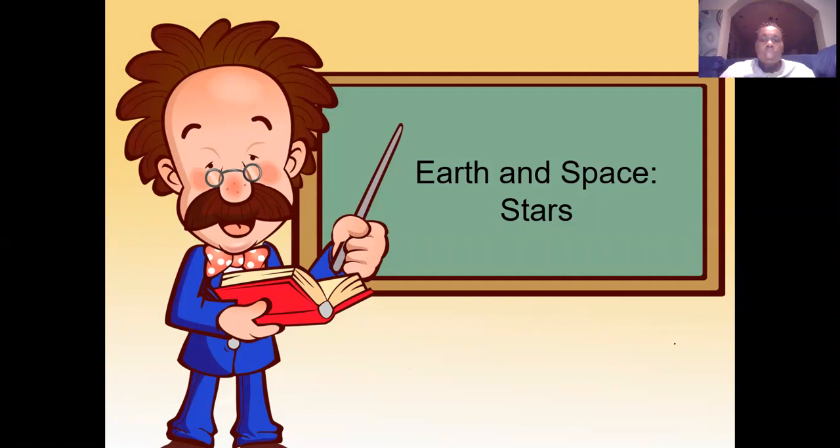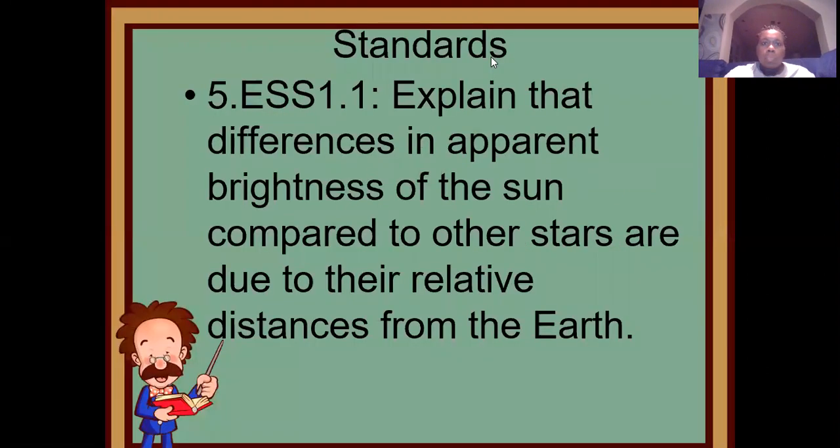We're continuing our study this week on Earth and space, and our focus is on the stars. Our standard is 5.ESS 1.1. Explain that differences in apparent brightness of the sun compared to other stars are due to their relative distance from the Earth.